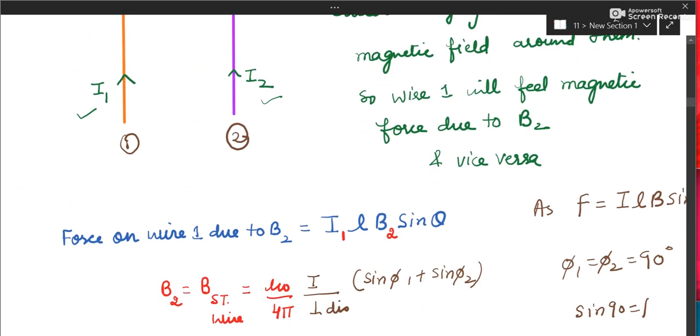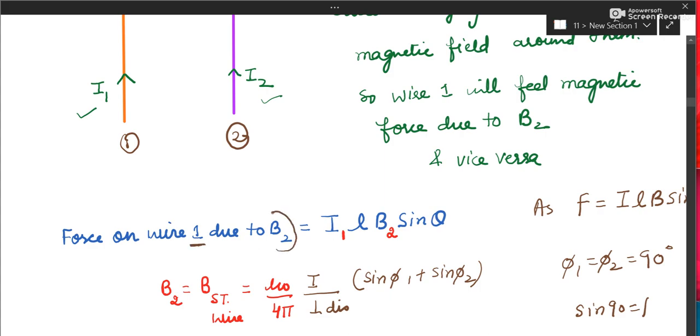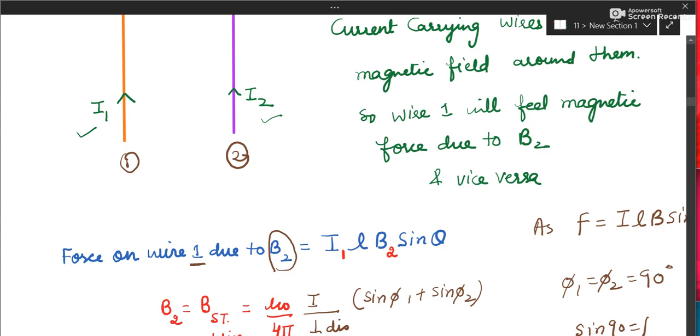Let us begin like this. Force on wire 1 due to second's magnetic field. Look, force on wire 1 due to this purple wire's magnetic field. Why is the purple wire having a magnetic field? Because it is carrying current. Every current carrying wire has a magnetic field around it. So its magnetic field is exerting a force on this. Force on wire 1 due to second's field.